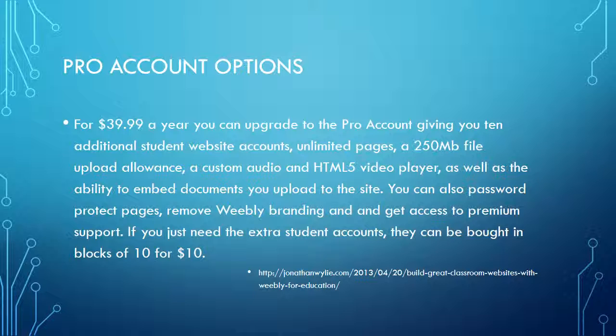And if you need extra student accounts, you can buy chunks of 10 for an additional $10. So the first 40 are free. If you want to go up to the Pro account, it's $39.99. That gives you a total of 50 student accounts. And then say you need another 10, it's just another $10 on top of that.